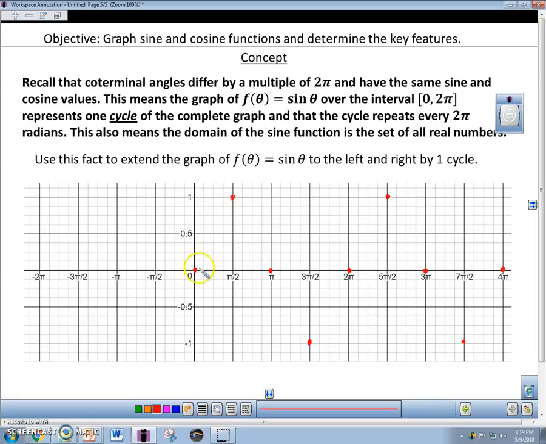So we have this same wave function. We have this piece here, that's our first wave. And then it repeats. Here's our second wave.